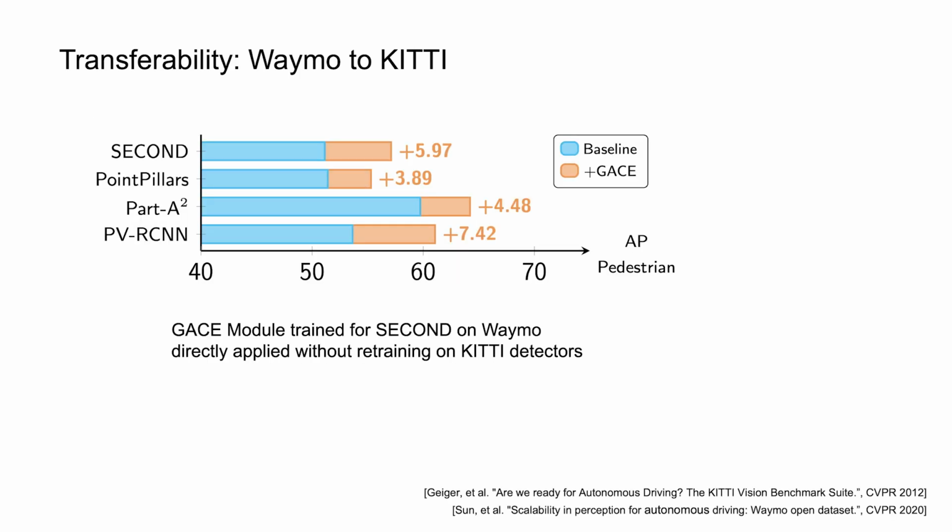To demonstrate the general applicability of GACE, we freeze a GACE model trained on detections from a second detector on Waymo and apply it directly to detections of a second detector on the KITTI dataset. This also leads to considerable performance improvements despite the distribution shift to a different dataset. Even more remarkably, significant performance gains are also obtained when the same GACE model is applied even to a different base detector. These results demonstrate the excellent generalization capability of GACE and the general validity of the geometric information regardless of the dataset.